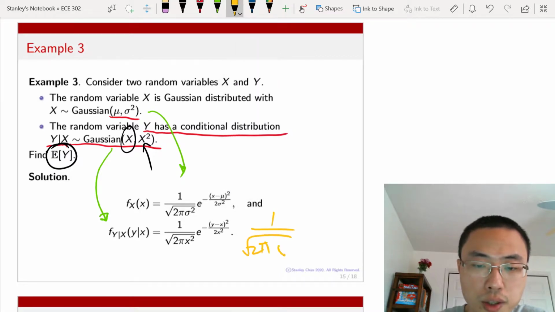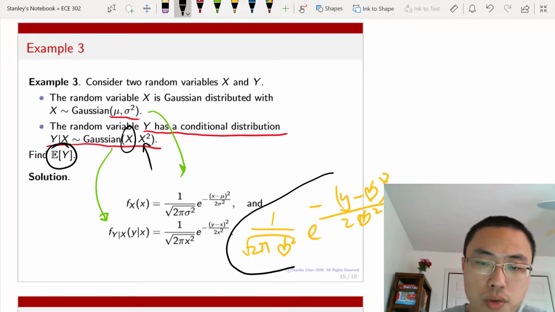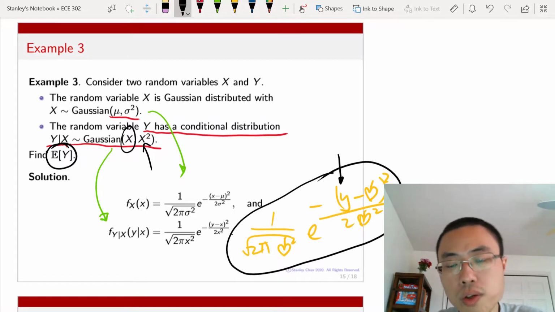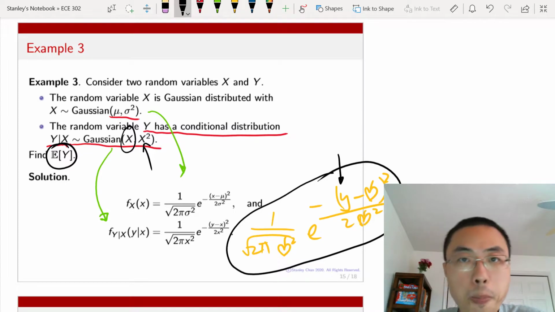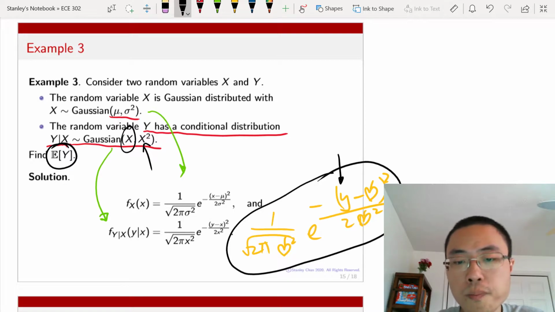So it could be 1 over root 2 pi, if you like an apple, you put an apple square, e to the minus (y minus apple) square divided by 2 times apple square. If you write it in this way, then you will make sure that when you try to do the integration, it will be integration with respect to y. Otherwise, when you put everything together, you're confused about the varying part and the invariant part. You will mess up a lot of calculations.